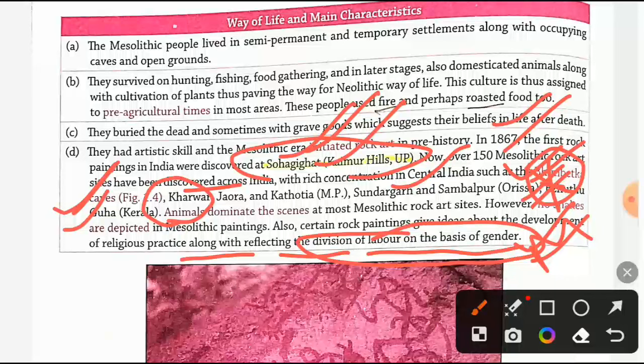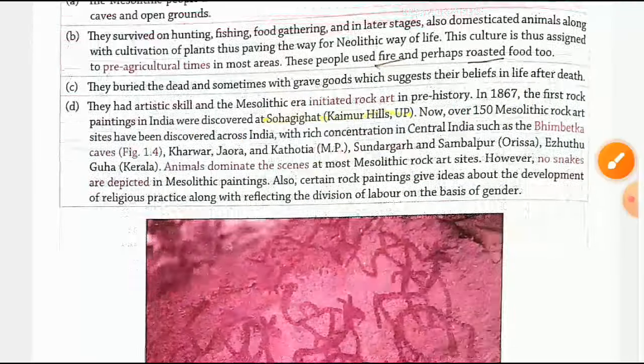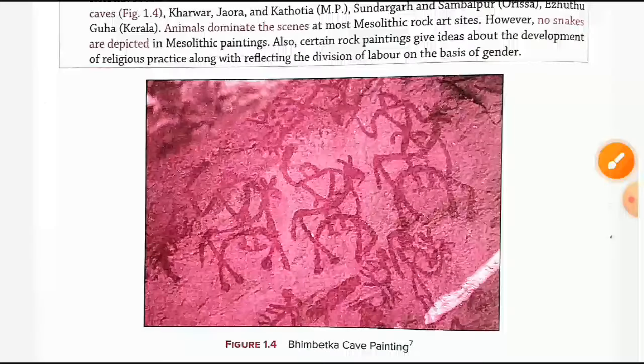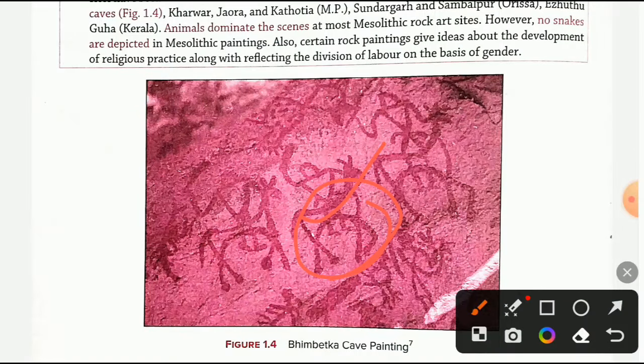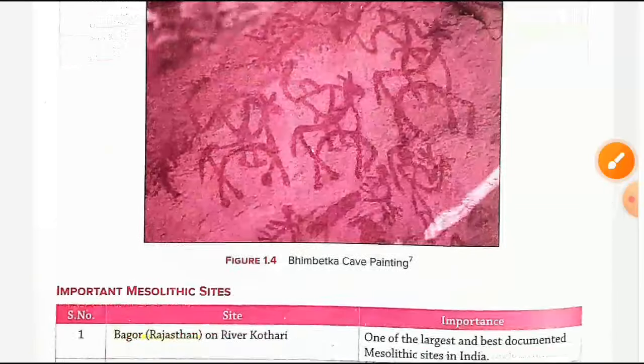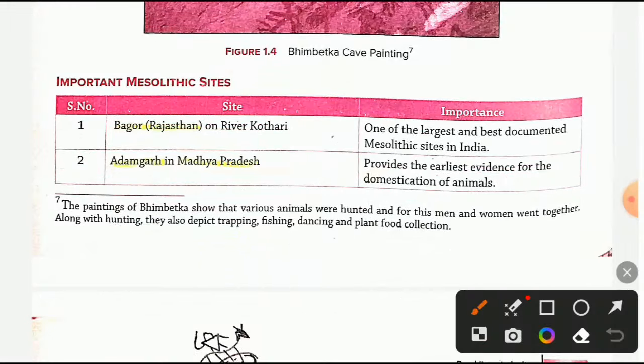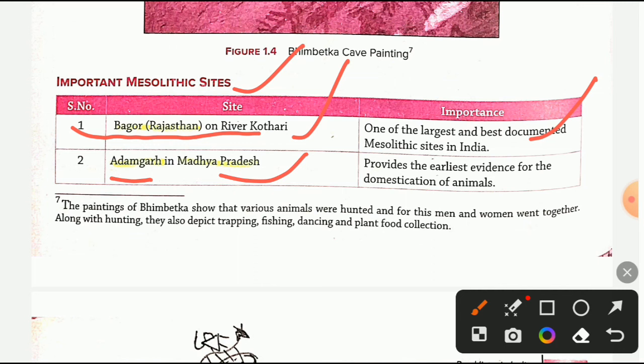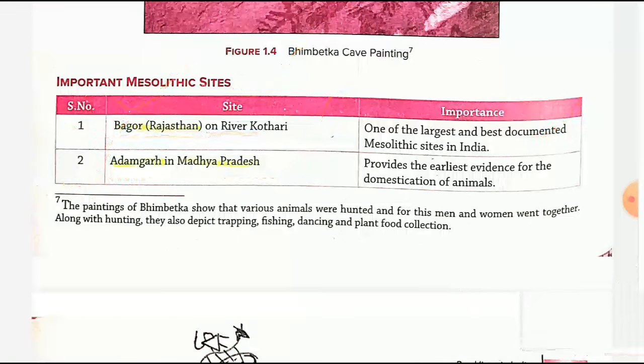So in the Mesolithic era many changes came along. This was the Bhimbetka painting, where animals are seen and a man is trying to hunt an animal. Important Mesolithic sites are Bagor, Rajasthan, on the river Kothari, one of the largest and best documented Mesolithic sites in India. Next is Adamgarh in Madhya Pradesh. So these two are the important sites, Bagor and Adamgarh.